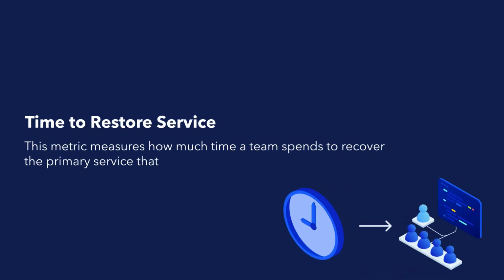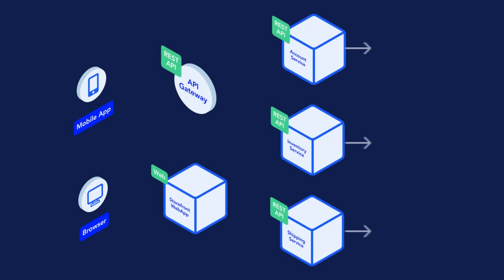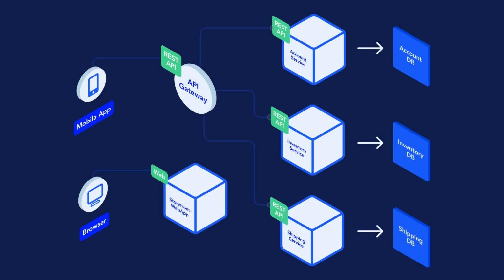Time to Restore Service measures how much time a team spends to recover the primary service that is impacting business performance. A scalable software usually uses a microservices model in its architecture to supply the demands of the software's usage and also to split some functionalities of the software into services, in a way that won't impact the primary service in case an unplanned outage happens.